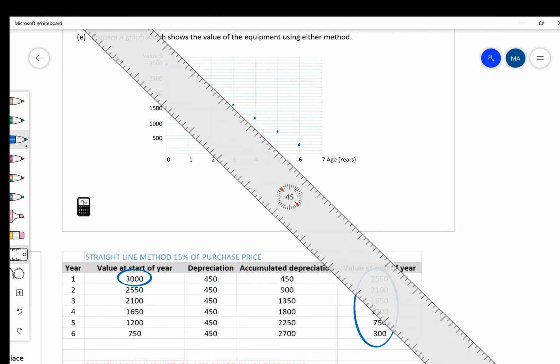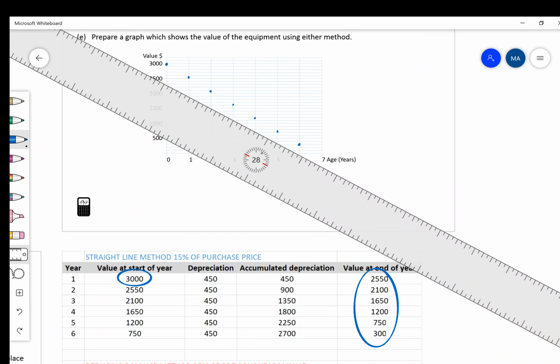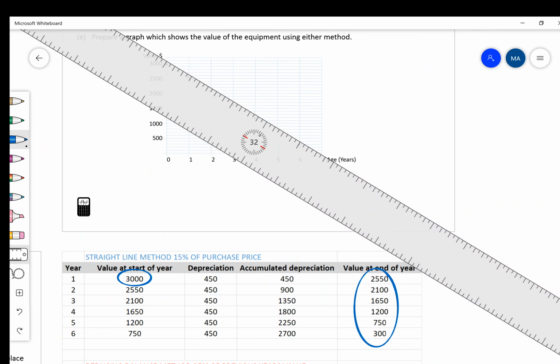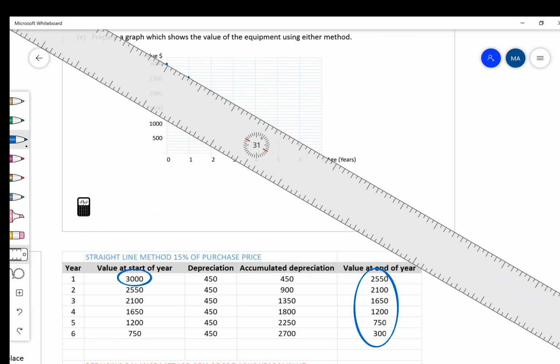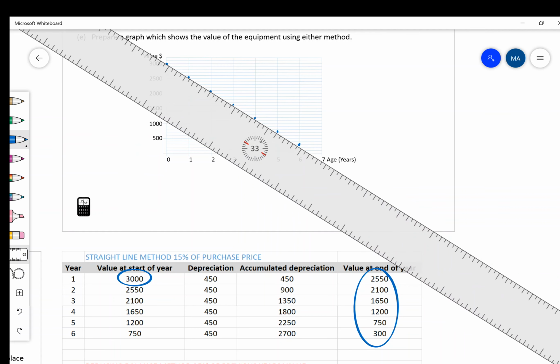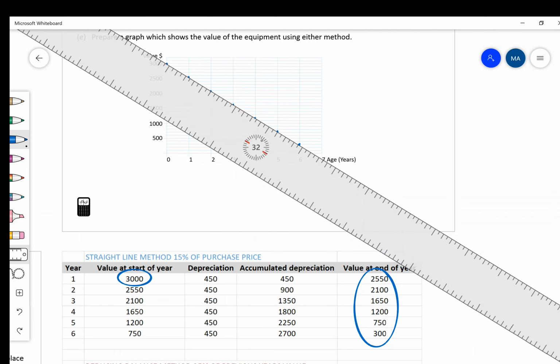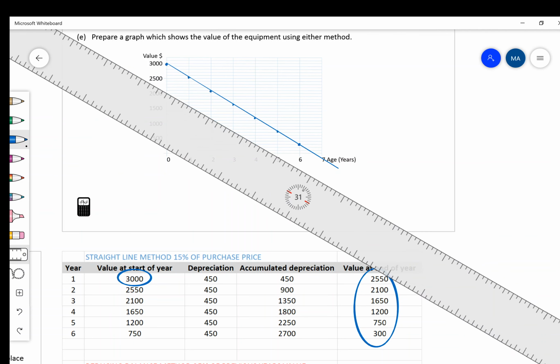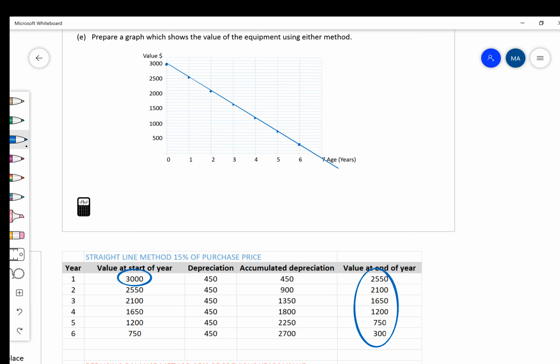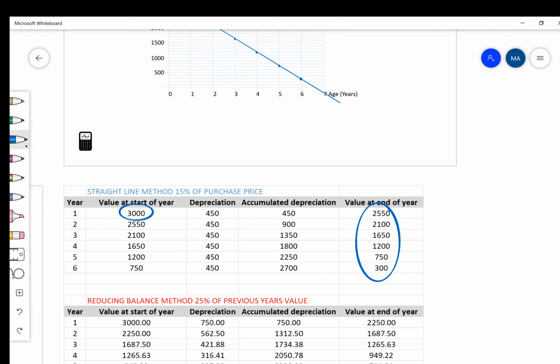All right, so we get a straight line there. We'll get the ruler out and rule a line through these. Okay, it's not looking too bad. Continue that on. And there's our straight line method. Very nice. Okay, so now let's put the reducing balance method onto the graph as well.